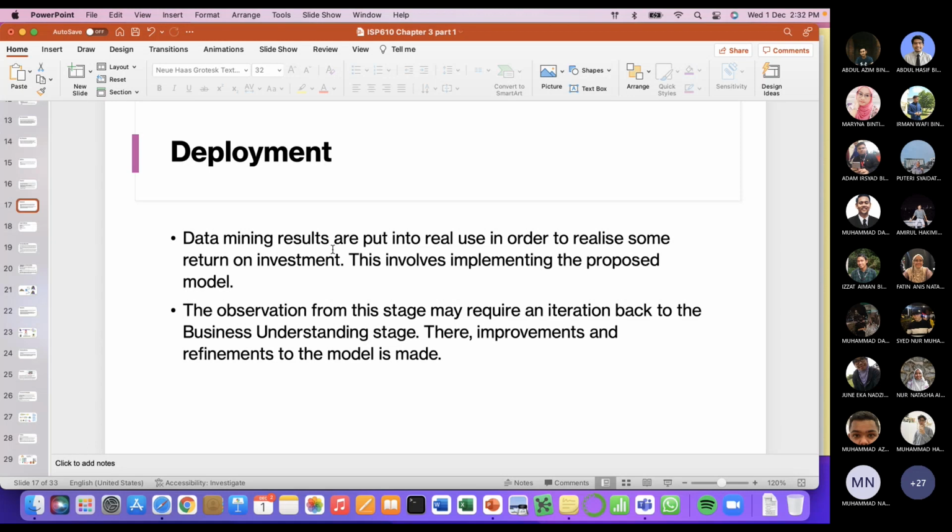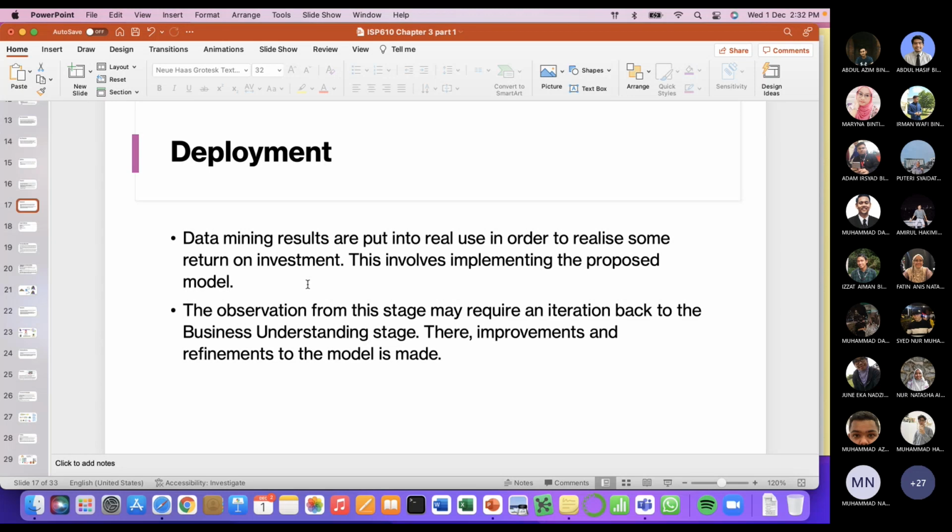Okay, in order to realize some return on investment, so involve implementing the proposed model, and during this phase still need to do some observation. Okay, kalau kata ada problem, nampak tak? Macam every stage tu, dia kena pergi balik, kena check balik dengan business requirements. Meet ke tidak, betul ke tidak. Sebab walaupun dia dah lepas evaluations, during deployment pun kena ada juga some assessment. If not, nanti susah lah. Okay, and you takkan boleh buat some improvement ataupun refinement.